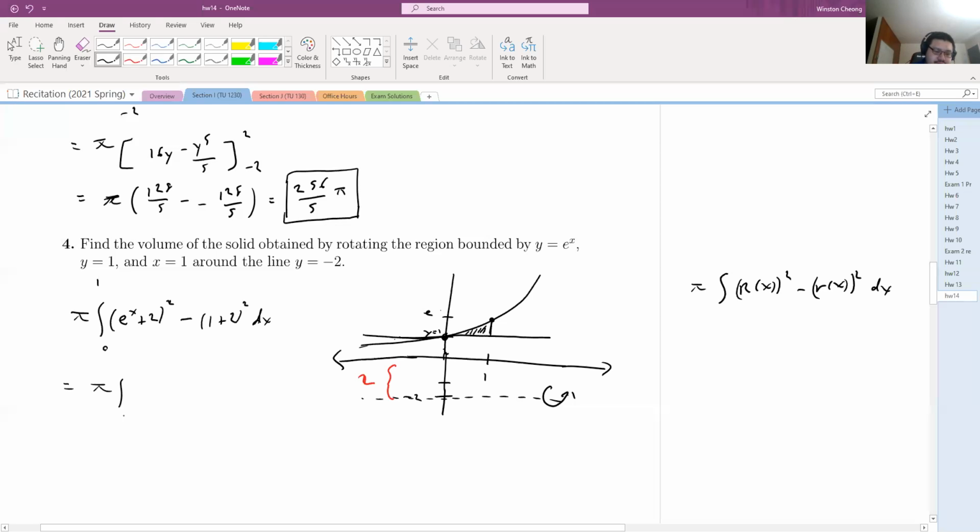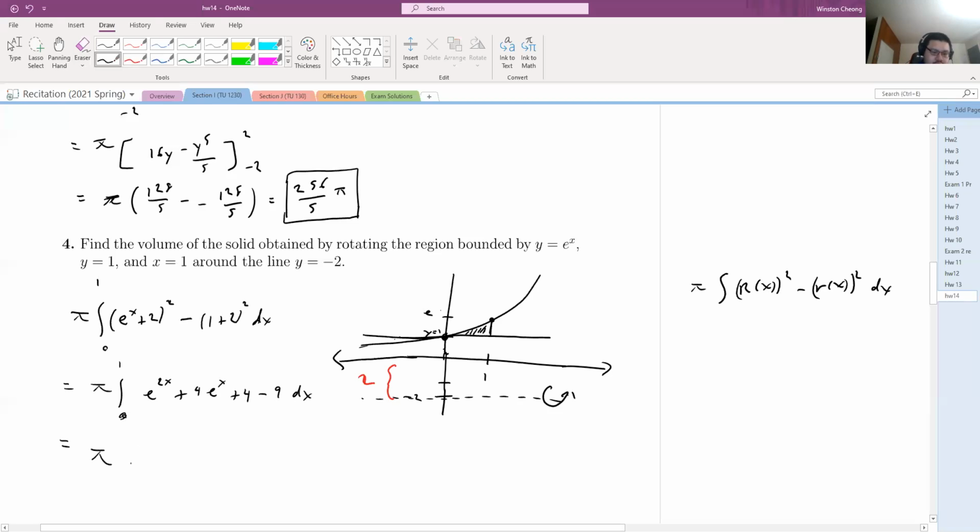Okay, and then we can compute this. I have to simplify it a little bit. One thing here is that e to the x squared, you can rewrite as e to the 2x. That's just an exponent property: when you raise a power to another power, that's the same as multiplying the two powers together. All right, and then 4e to the x plus 4 minus 9 dx.